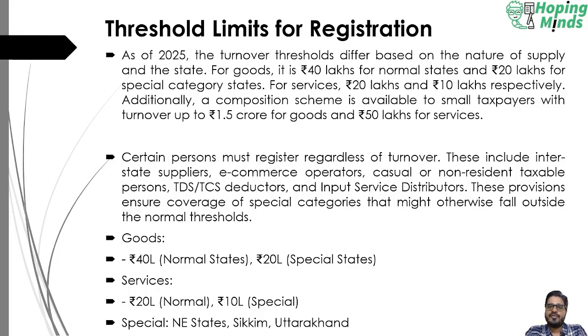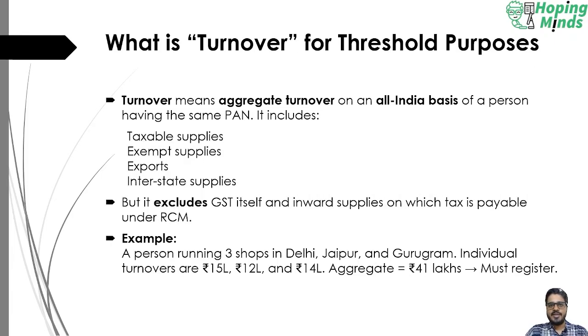But effectively from the financial year 25-26, I am required to pay GST at any turnover. Say if my turnover is rupees 100, I have to pay GST on rupees 100. Let us understand what is turnover for threshold purposes. Turnover means aggregate turnover on all India basis of a person having the same PAN. It includes taxable supplies, exempt supplies, exports and interstate supplies. But it excludes GST itself and inward supplies on which tax is payable under the reverse charge mechanism.